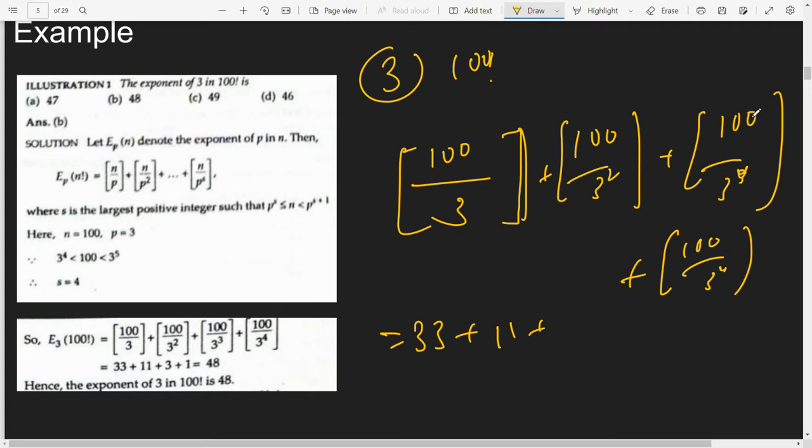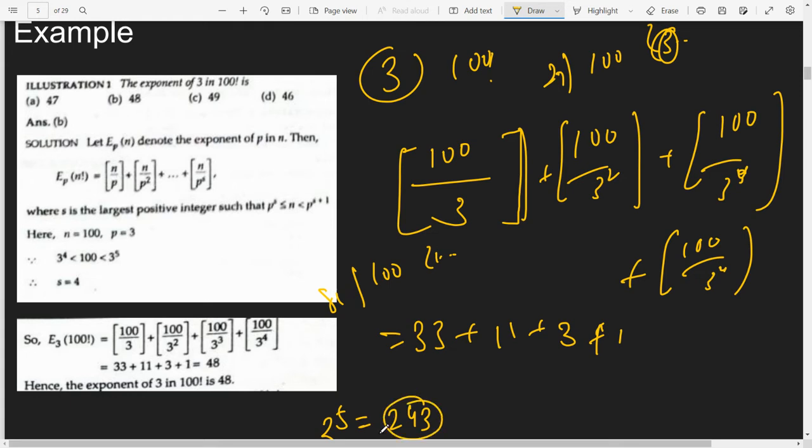Okay, 27: 100 by 27 is going to give 3 point something, so only take the integer part, which is 3. And now 3 to the power 4 is 81, so if you divide 100 by 81, you will get something like 1 point something, which is 1. Now we don't take more powers of 3, because 3 to the power 5 is 243, and obviously this number is greater than 100. So we take only those powers which are less than the number we are trying to find out. Here we're trying to find the factorial of 100.